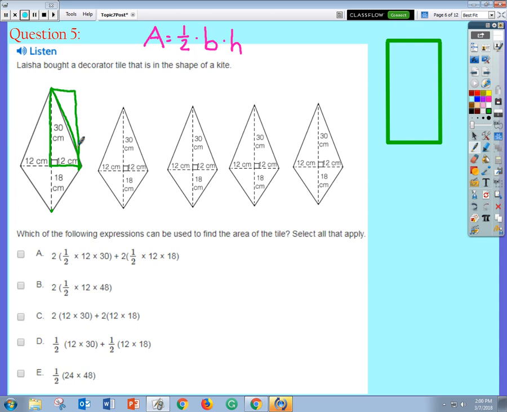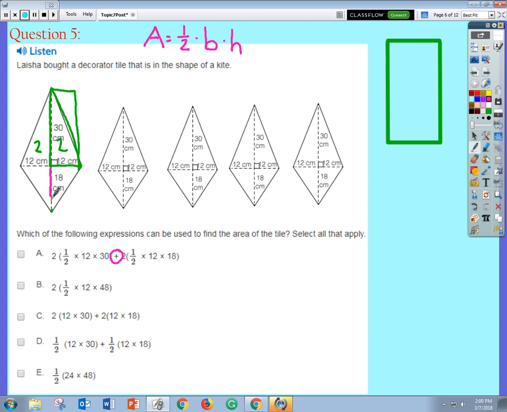But then they're doubling it. So when they cut it in half, they're finding the area of this one, but then they double it and they'll find the area of this one. That makes sense for this top part of the kite. Now for the bottom part of the kite, they're going plus, which makes sense because we want to combine the area of the top part to the bottom part. They go plus 2 times 1/2 times 12 times 18.